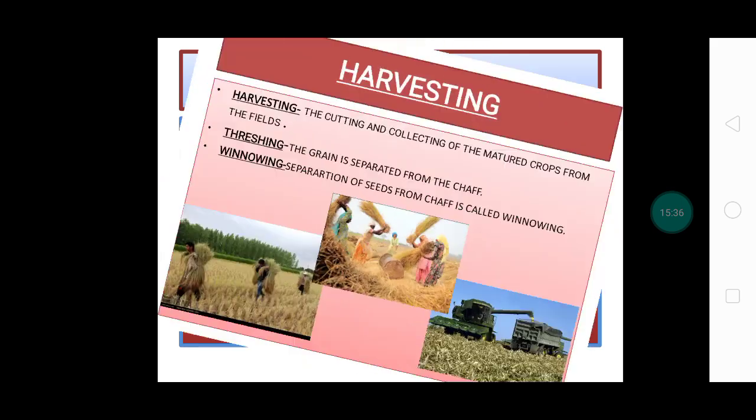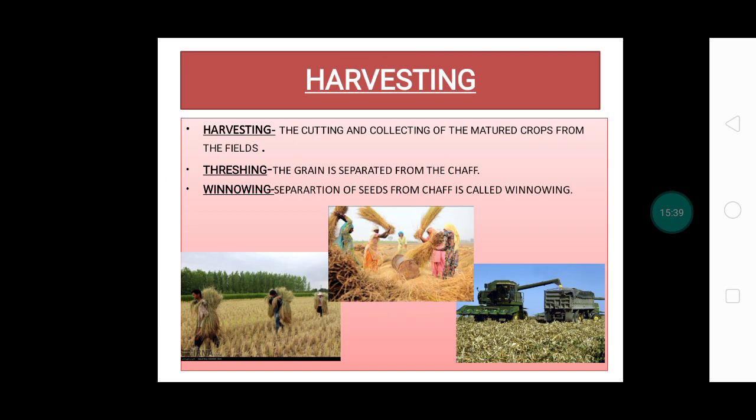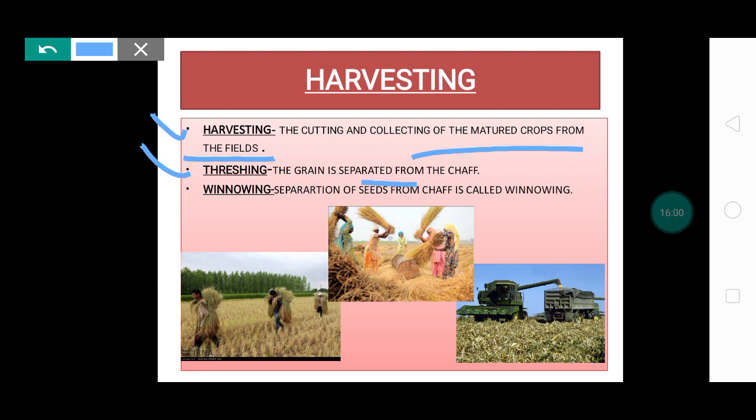Next we'll move towards harvesting, which is called the happy period for the farmers. Why? Because they celebrate it. Harvesting is nothing but the cutting and collecting of the matured crop from the field. Harvesting is followed by threshing, in which grains are separated from the chaff. Harvesting and threshing are done side by side. Just after harvesting, threshing is done with the same machine, which is known as a combine harvester and thresher.